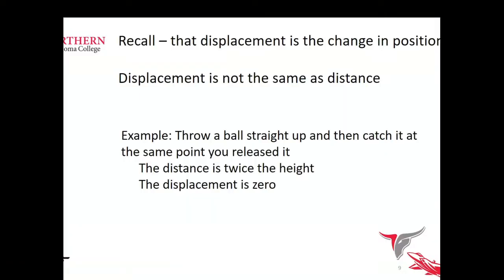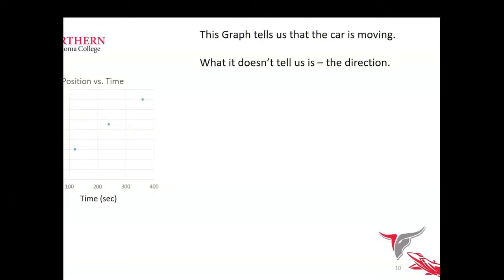So if I go back, displacement is a change in position. Displacement's not the same as distance. So here's an example of tossing the ball up, showing that it comes back down. We can represent that as one-dimensional motion. So if we throw it straight up and catch it in the same place that we released it, the displacement is 0. It doesn't matter how far the ball traveled, its displacement is 0. So we do have that part.